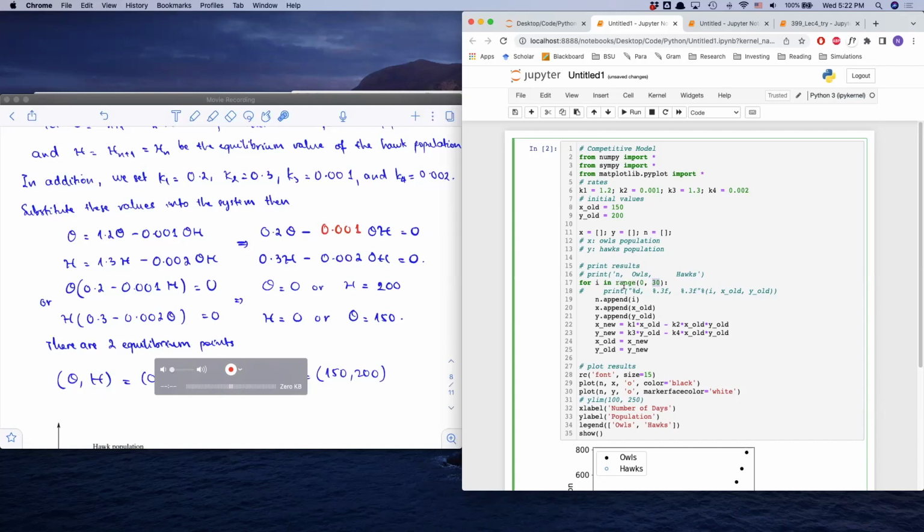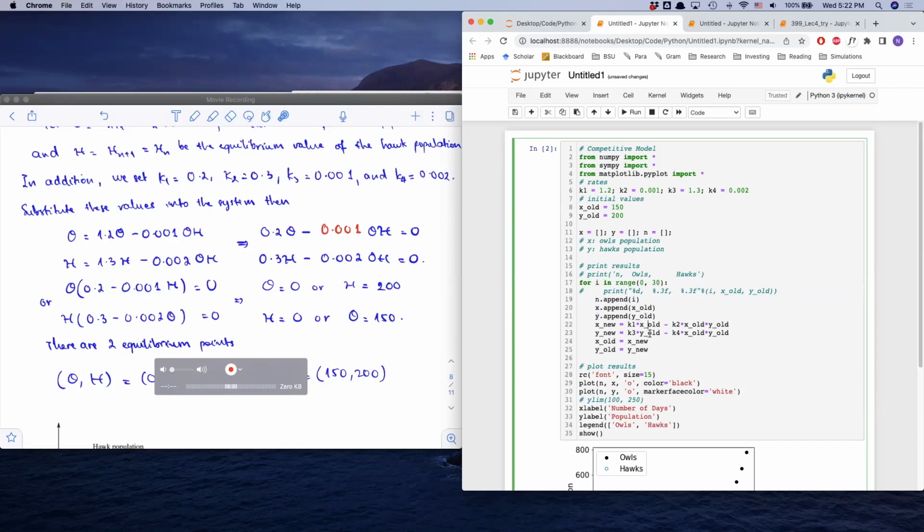Right. Again, this command append means that, okay, you're going to start the loop at i equal to 0. I store that in the vector n and let it run through. So I'm going to store X, or the owl population, in the X vector. I'm going to store the hawk population in the Y vector. And I'm going to find, so that is the initial value.